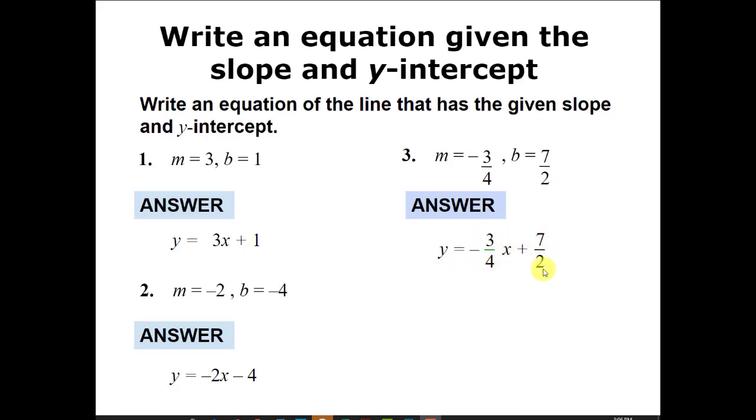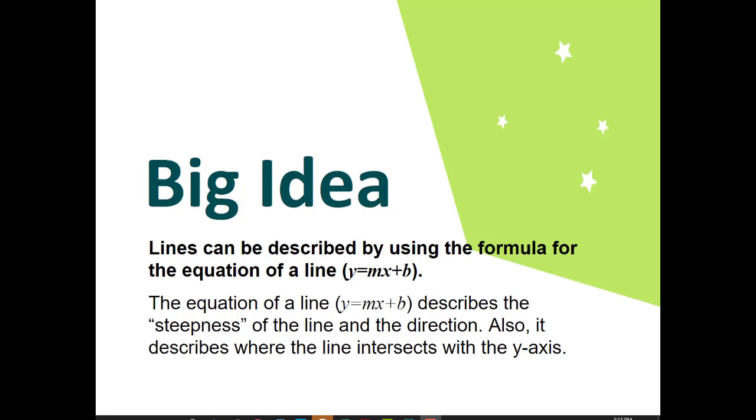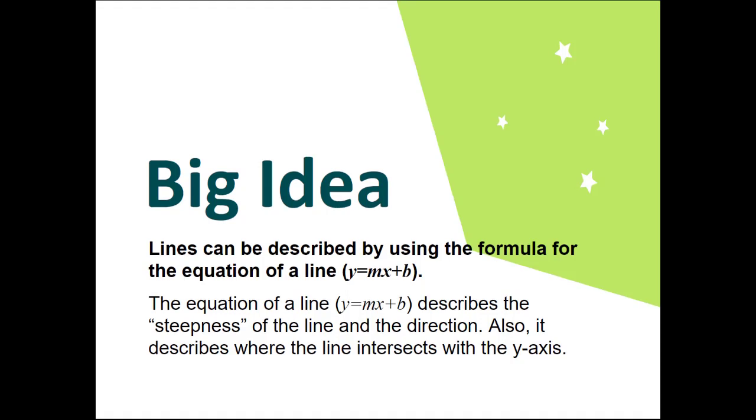So what's the big idea? Today's big idea is lines can be described by using the formula for the equation of a line, which is y equals mx plus b. The equation of a line describes the steepness of the line and the direction, whether it's positive, negative, zero slope, or if it's an undefined slope. Also, it describes where the line intersects with the y-axis.